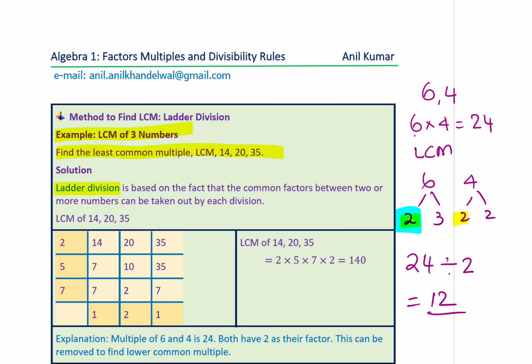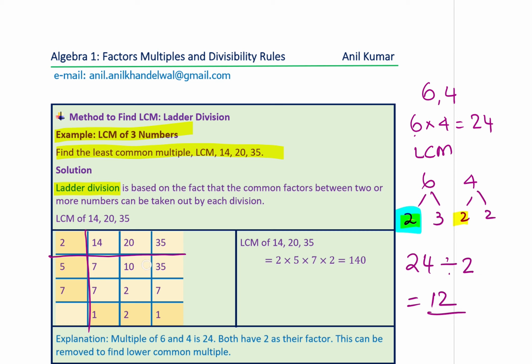Now here is an example with three numbers. So let's follow this example. Here what I'm doing is we have taken three numbers, which are 14, 20 and 35, and we're going to divide these by whatever is a common factor of these. Since 14 and 20 are even numbers, we can start with 2. So we'll divide both these numbers by 2. We get what? 7 and 10. 2 times 7 is 14, 2 times 10 is 20. 35 cannot be divided, so write it as such. Do you see that? It cannot be divided, write it as such.